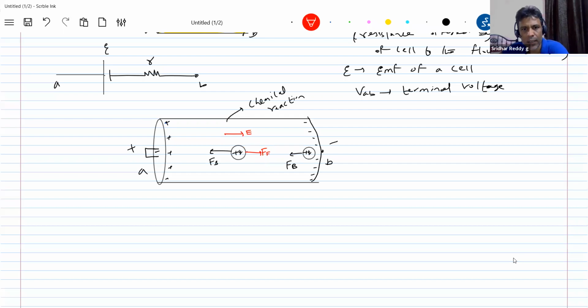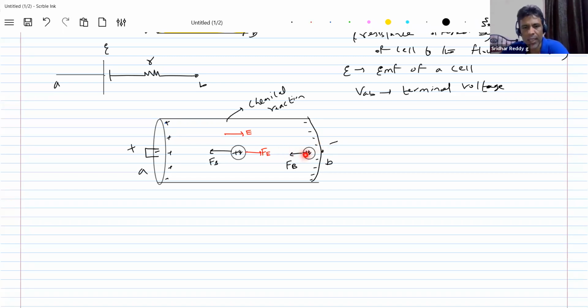What is Fe? The moment you construct a cell, a chemical reaction will occur. Due to the chemical reaction, energy is available. Due to that energy, the battery will exert a force on the charge. The charge will be shifted from the negative to the positive terminal. Because of the accumulation of positive charge here, this end will be positive. Because of the accumulation of negative charge, the other end will be negative.